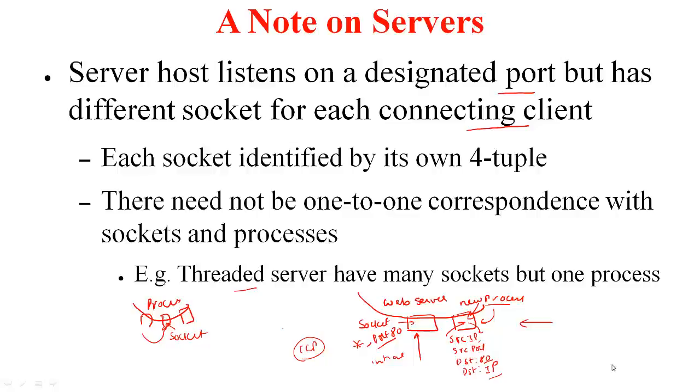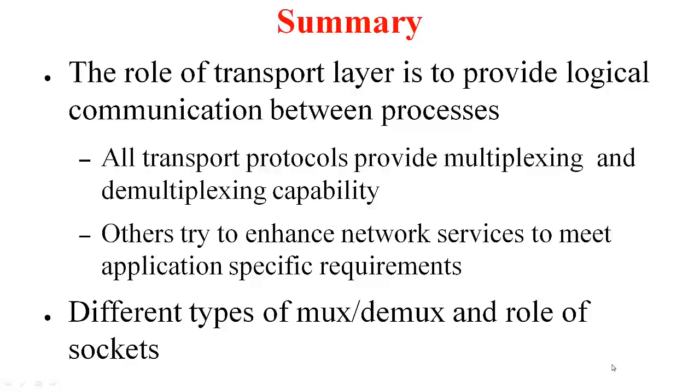So what have we learned in this video? The role of the transport layer is to provide logical communication. As part of it, an important feature is the multiplexing and demultiplexing capability, that is, delivering segments to the right application process. Apart from this, it could also try to enhance network services to meet certain application-specific requirements. This leads to different types of transport protocols. In the context of multiplexing and demultiplexing, we saw two types, connectionless and connection-oriented, and we also saw the role the sockets play in enabling this.